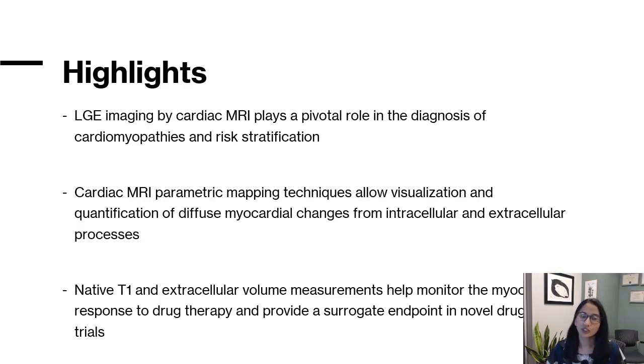So in conclusion, LGE imaging by cardiac MRI plays a pivotal role in the diagnosis of cardiomyopathies and risk stratification. Cardiac MRI parametric mapping techniques allow visualization and quantification of diffuse myocardial changes from both intracellular as well as extracellular processes. Native T1 and extracellular volume measurements help monitor the myocardial response to drug therapy and provide a surrogate endpoint in novel drug therapy trials.